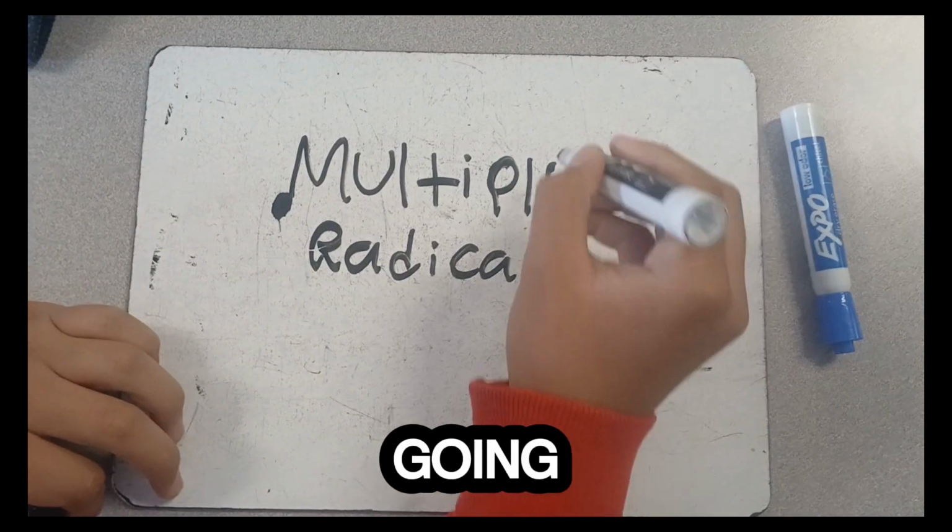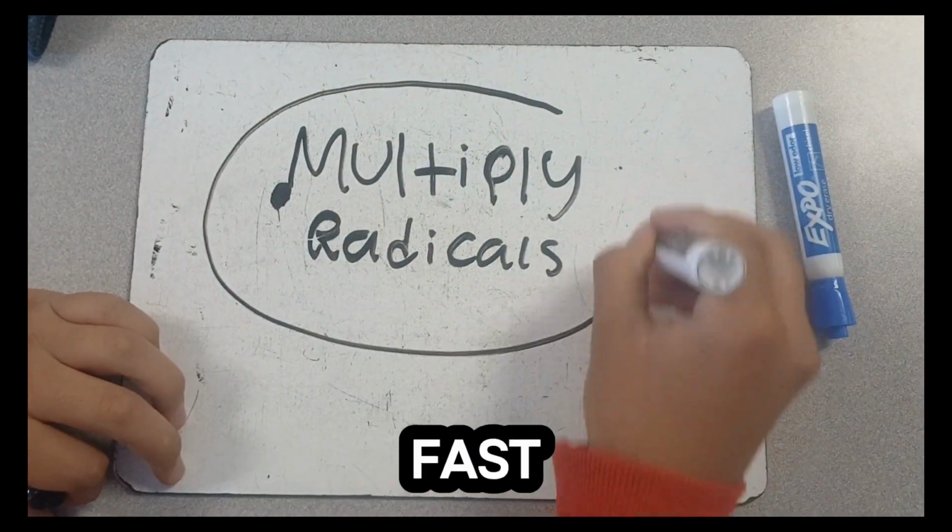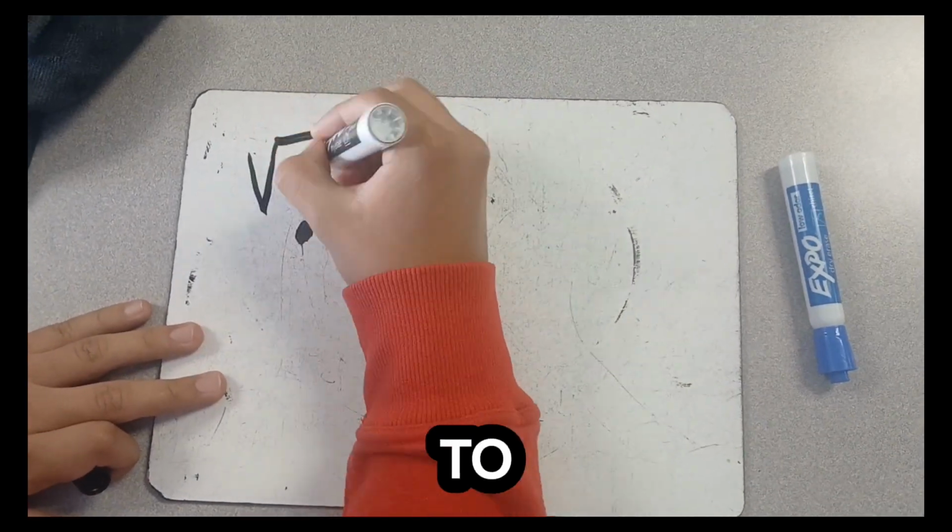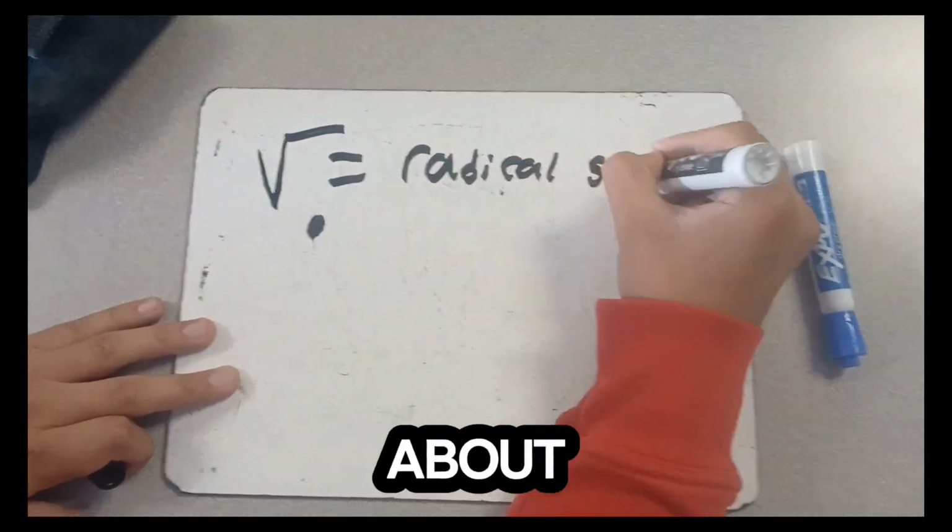Hello, today we are going to learn about how to multiply radicals in a fast and correct way. There are some vocab terms that we need to review so we don't get confused about what they are.